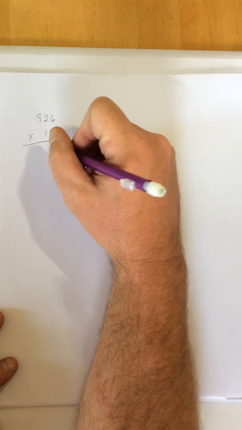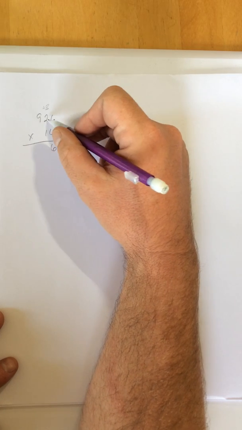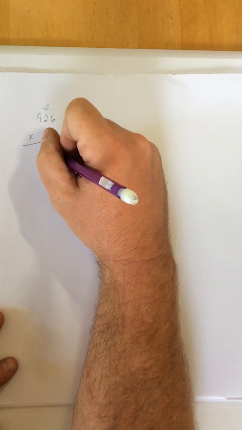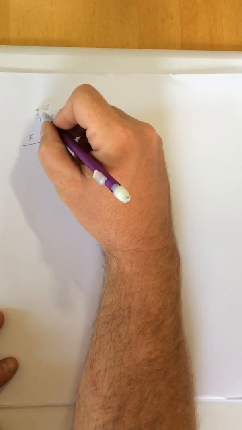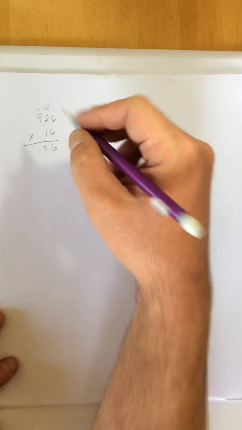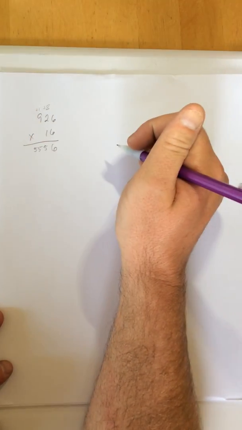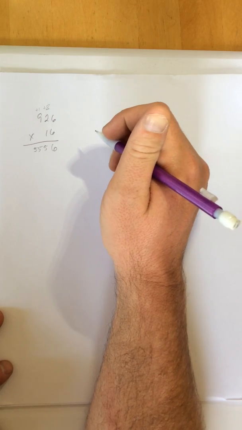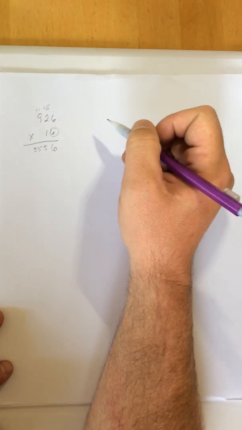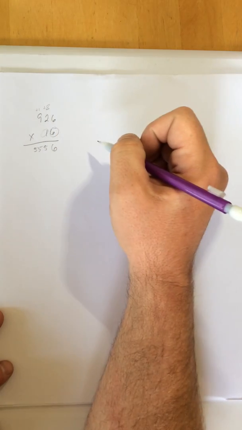So 6 times 6 is 36. Regroup your 3 to the top. 6 times 2 is 12. Add 3 more is going to be 15. Again, regroup to the top. 6 times 9 is 54. Plus 1 is 55. Now, as I look through some of your guys' benchmarks, this is where many of you guys were stopping. Remember, we have only multiplied by our ones digit thus far. We still have a whole other digit to worry about.